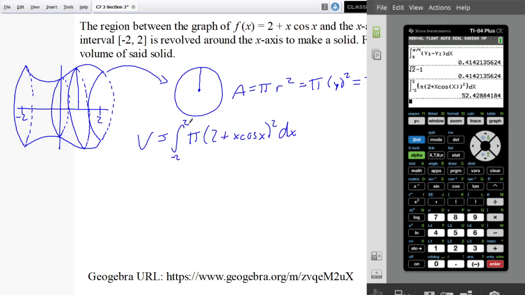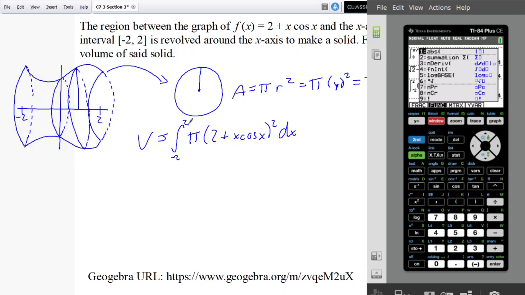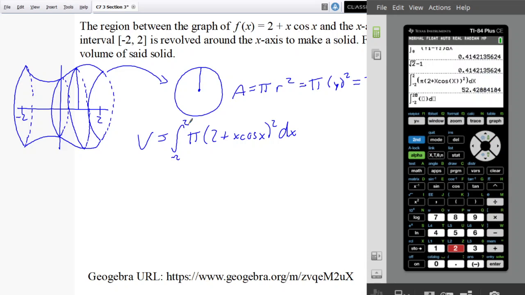Now let's say I wanted to ensure that I don't screw up on my parentheses, which is a big concern there. When I graph this, I know that I had to graph 2 plus x cosine of x. I could put that into the y equals menu, and when I go to my home screen, when I do the -2 to 2, I can just put in pi and use my vars menu and square that. That way I don't have to worry about those parentheses.